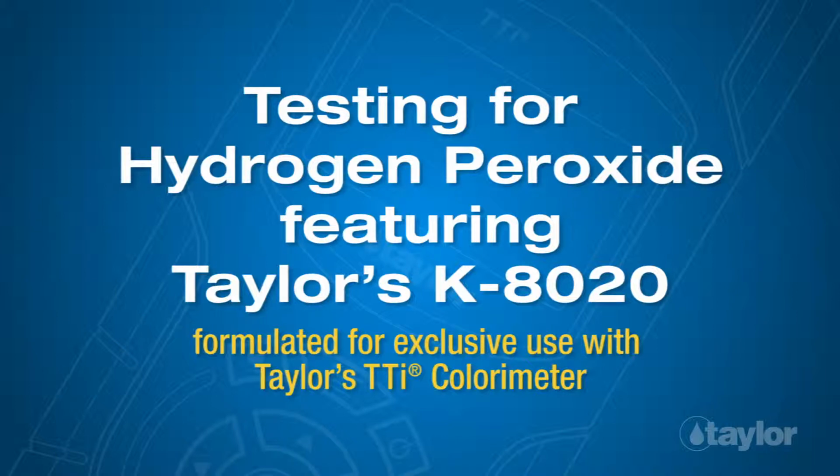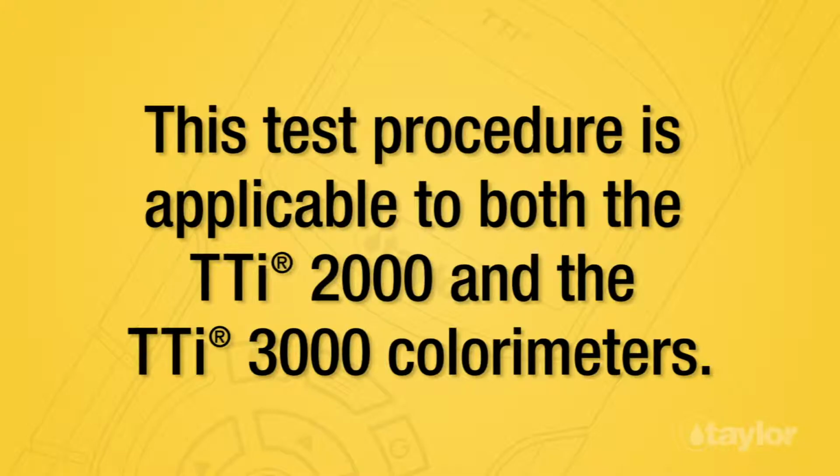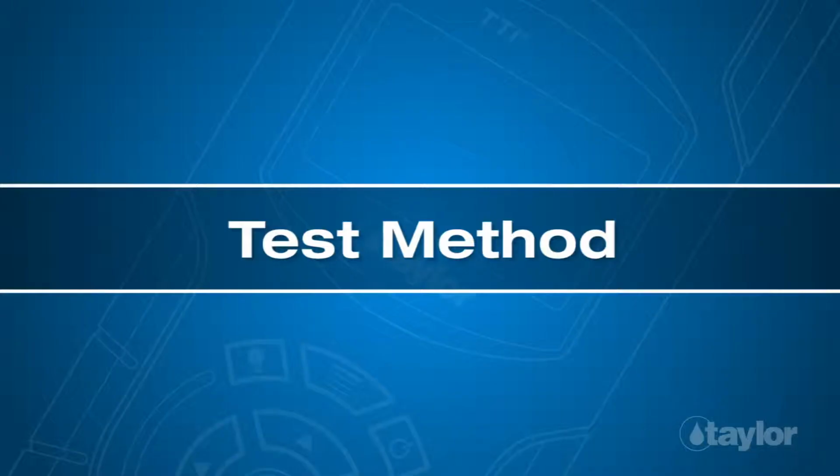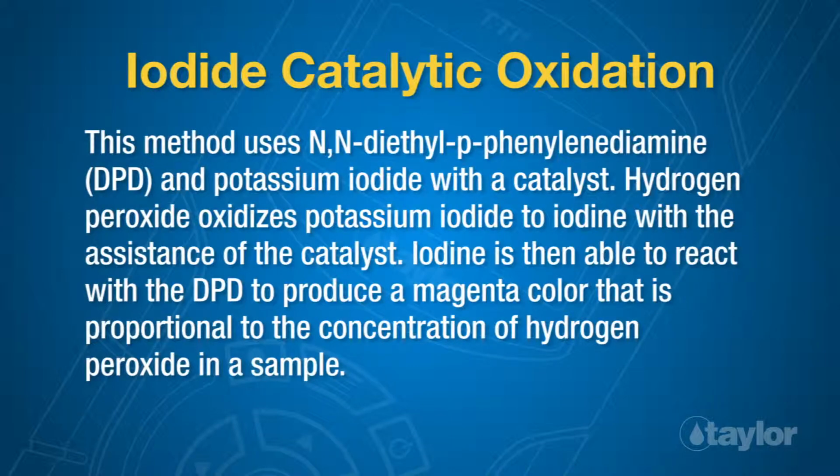Testing for hydrogen peroxide, featuring Taylor's K8020, formulated for exclusive use with Taylor's TTI colorimeter. Test method: iodide catalytic oxidation.